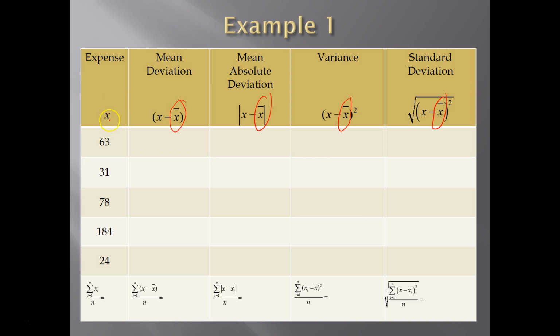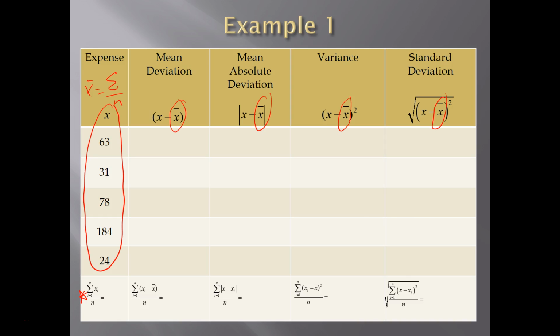And if these are your 5 data values, the way you get the mean, the average, is you take the sum and you divide by n. So take the sigma, divide by n. And that actually is right there. Look at it. It says find the sum from 1 to n, so that's all of them, and then divide by n. So I need to take these 5 values, 63, 31, 78, 184, and 24, and I need to find the sum and then divide by n. That'll give me my mean.